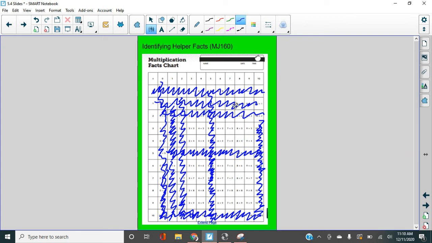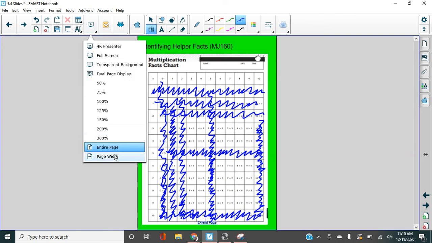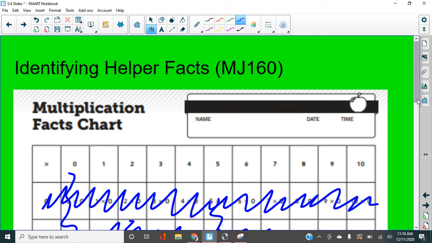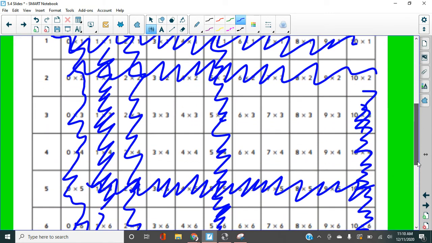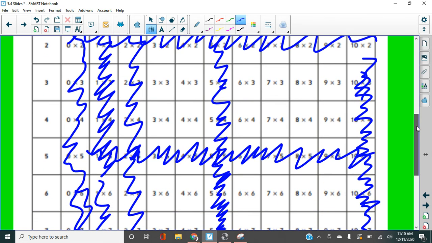And what I want to show you is that some of these are all a reflection, right? So if you look here, you can see 4 times 3. Well, that's over here too. 3 times 4. 6 times 3, 3 times 6. So all of these, except for the squares, are on here twice. Okay? So we don't need to see them twice.